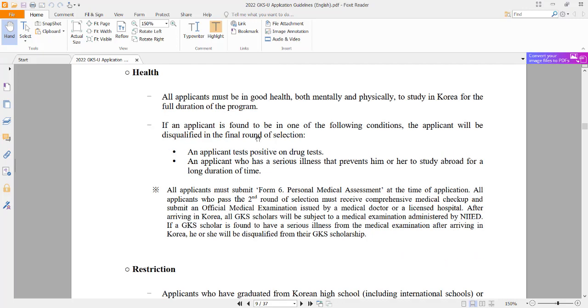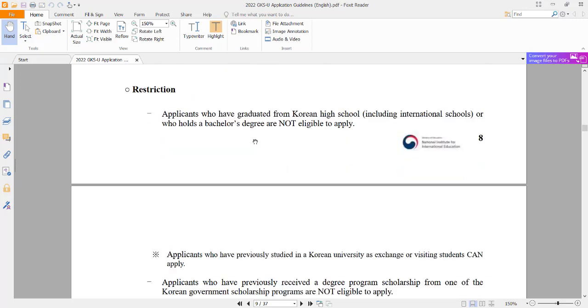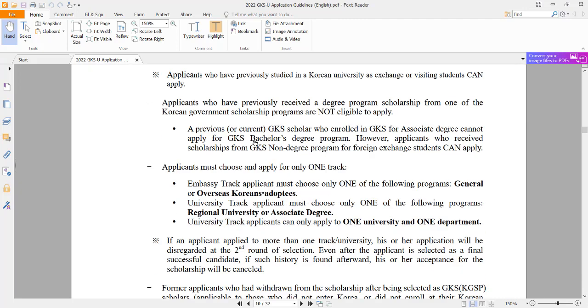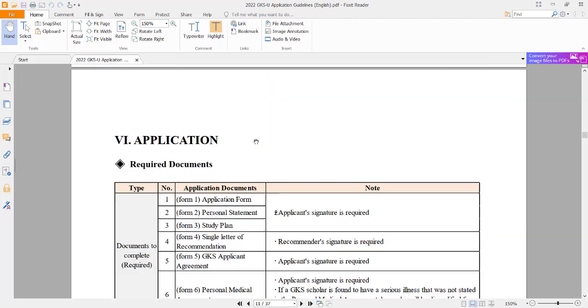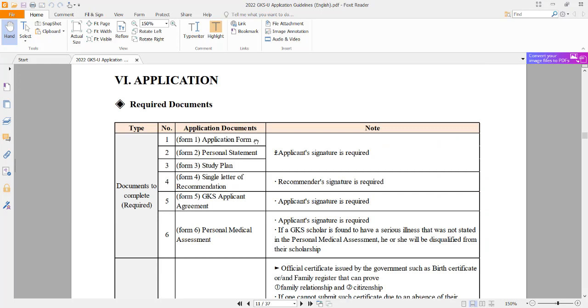And if you see these health and other sections, it's just a good read. You can just read it once, and you will be able to understand everything. Now moving ahead, the main thing you have to focus upon is the required documents. So as you can see, in the embassy track, you'll have to send 4 copies, that is 1 original and 3 photocopies. And in the university track, you will have to send just 1 copy, that is the original one. So that is the difference.